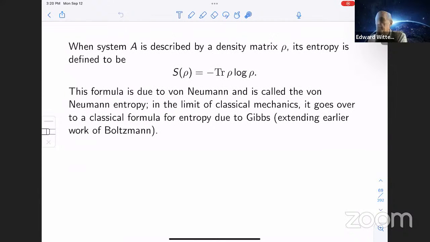Now, when system A is described by a density matrix rho, its entropy is defined as minus the trace of rho log rho. This is a formula due to von Neumann. It's called the von Neumann entropy. The way he got it was by asking which formula quantum mechanically goes over to the formulas of Gibbs and Boltzmann for entropy in classical mechanics. So Gibbs in particular had shown that the entropy is minus the integral of rho log rho, where rho is the phase-space density. The density matrix is the quantum analog of the phase-space density. The trace is the generalization of the integral. So this is the generalization of classical entropy.